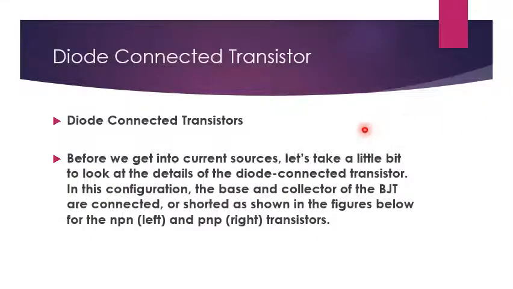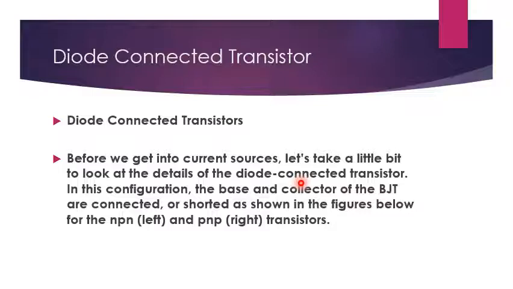Now first we'll see the diode connected transistor. Your transistor is nothing but two diodes connected back to back. We will see how we are going to use this transistor as a diode connected one, how we are going to use it as a current source, and how we are going to use it as a resistor. Before we get into current sources, let us look at the detail of the diode connected transistor. The diode connected transistor is very simple.